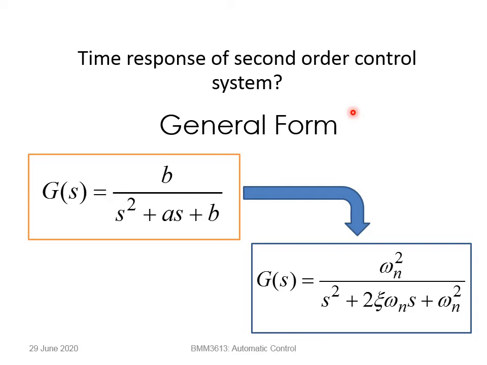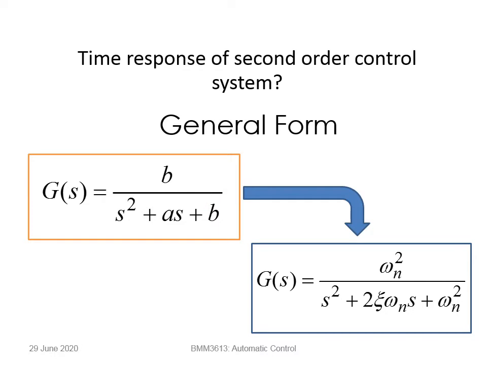So basically, if we want to identify the parameters of damping ratio and natural frequency, it is important to write your transfer function in the general form of b over s squared plus as plus b. That means if you have any transfer function, try to rewrite it in this form of b over s squared plus as plus b.